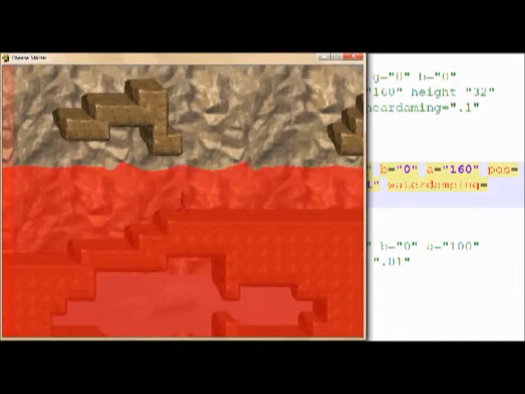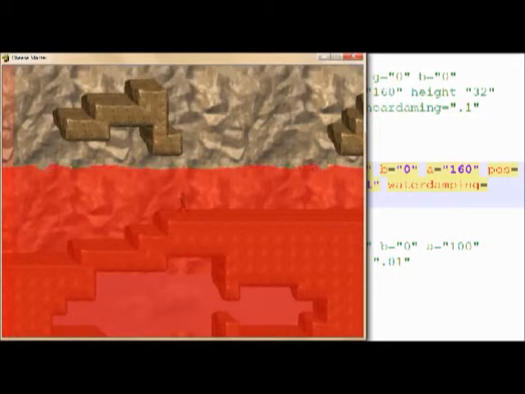I looked online and found examples of basic water simulations. You have two arrays: one for the height and one for the velocity. You update the velocity and the height each cycle. I have a source code link in the description so you can see what I'm talking about.